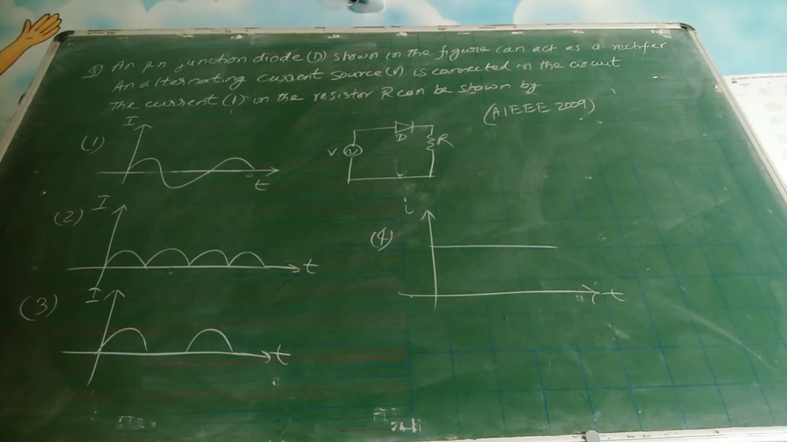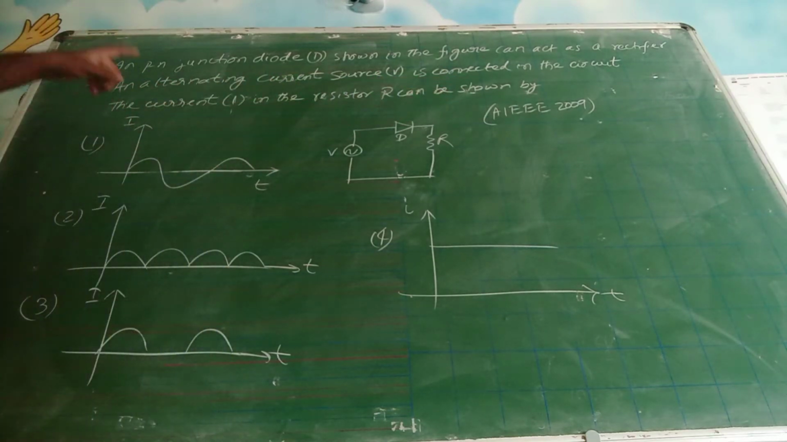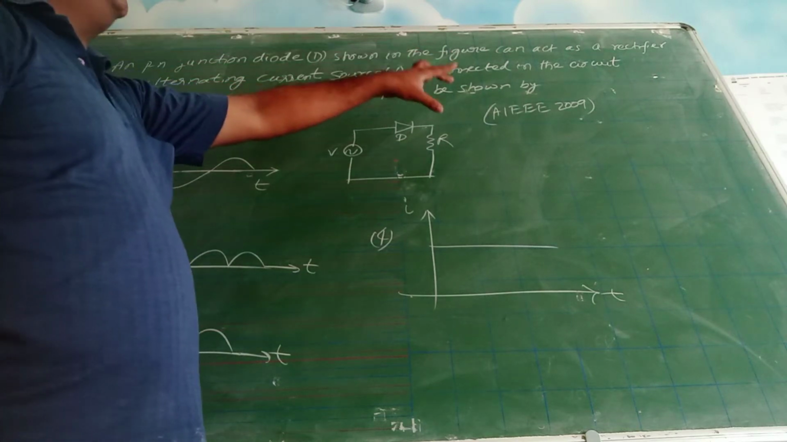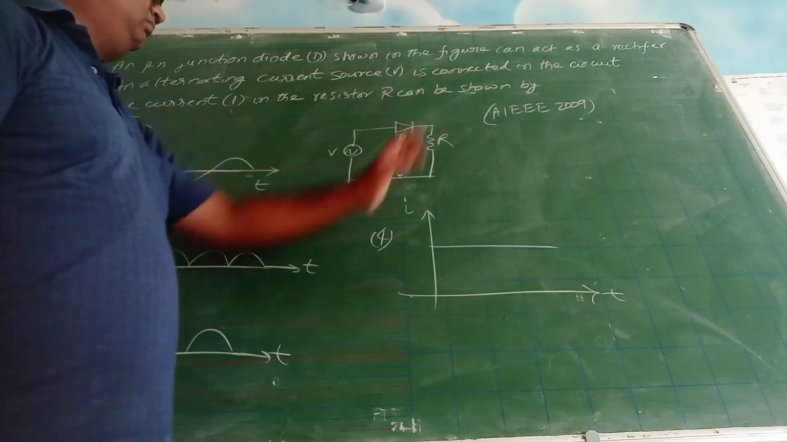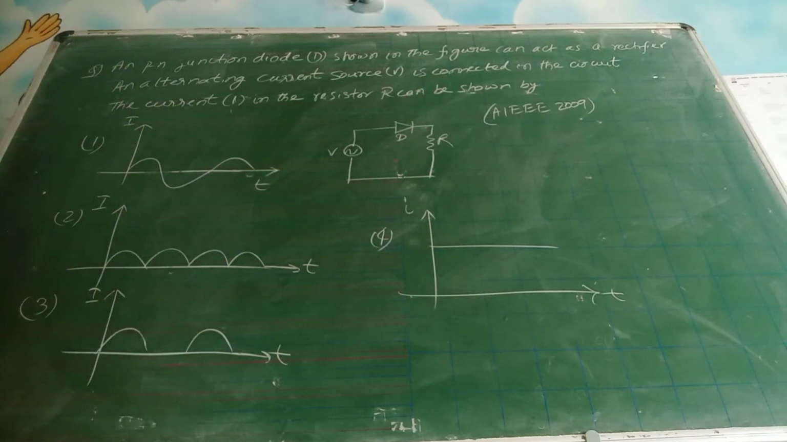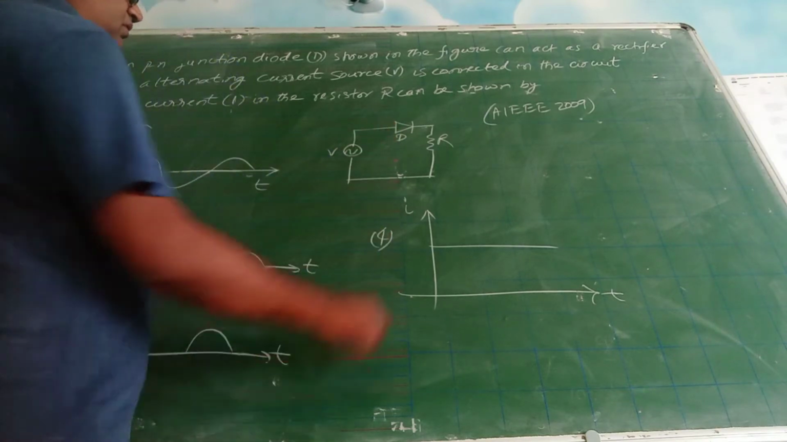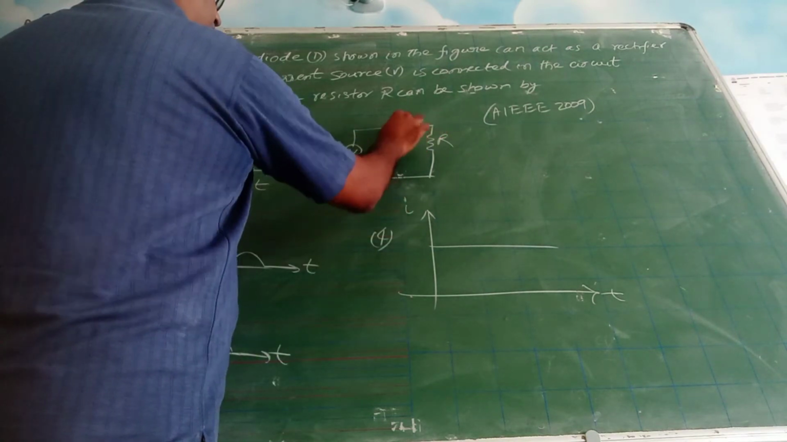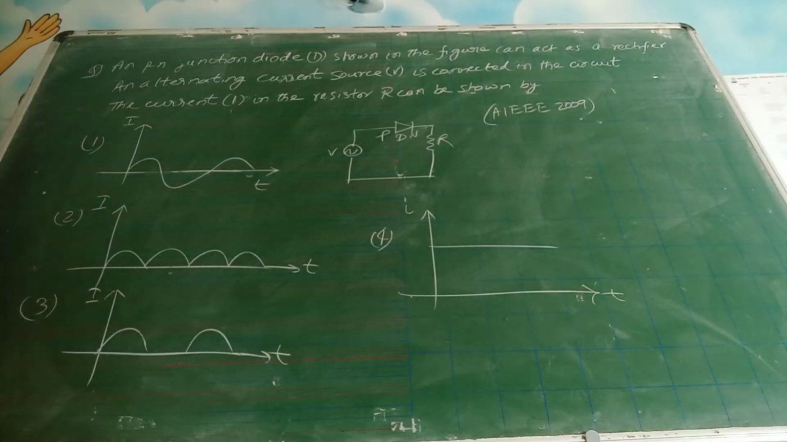A PN junction diode D shown in the figure can act as a rectifier. An alternating current source V is connected in the circuit. The current I in the resistor can be shown. The four graphs are shown here and a circuit is shown with the name D. What type of circuit is this? This is the N side, this is the P side. The arrow part indicates the N type semiconductor.